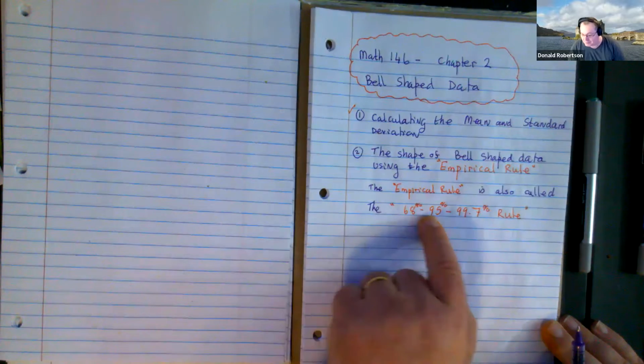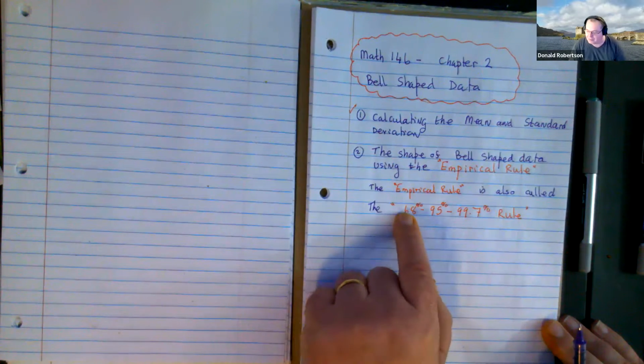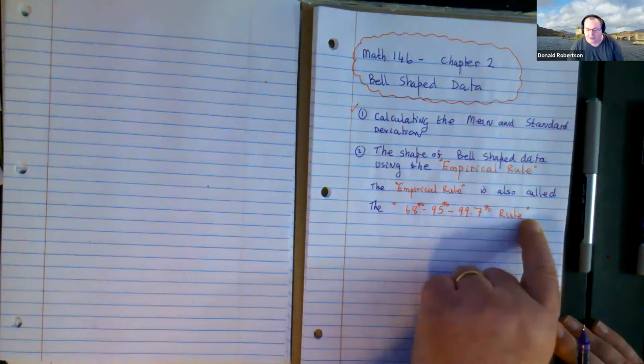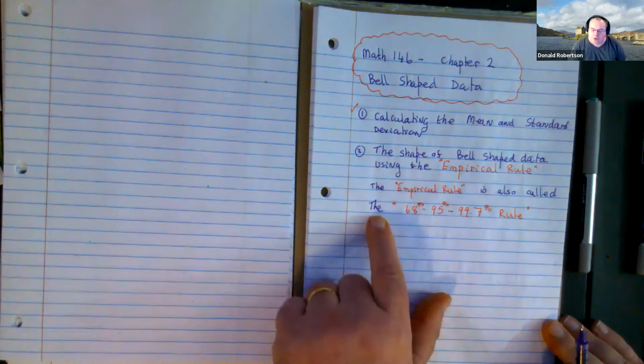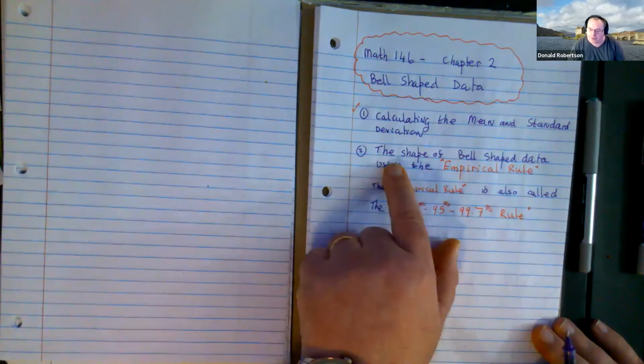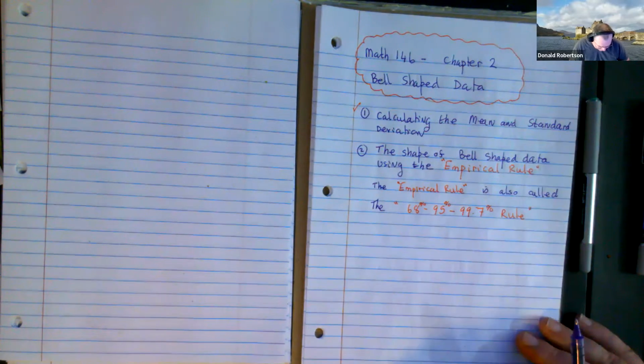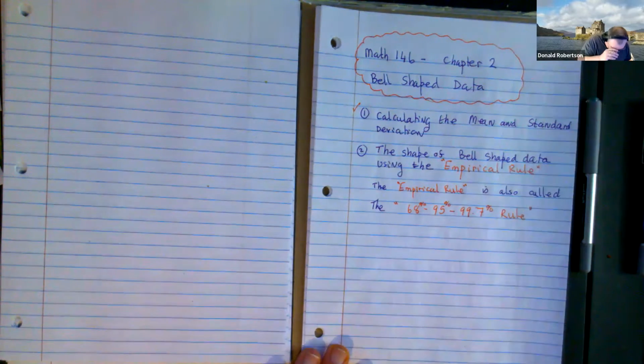And that's not one of my made up names. I make up names for things. That's actually a real name for a rule. And I like this rule better than the empirical rule. And we're going to show you how to use it to help you draw bell-shaped data, right? That is based on only knowing its standard deviation and its mean.